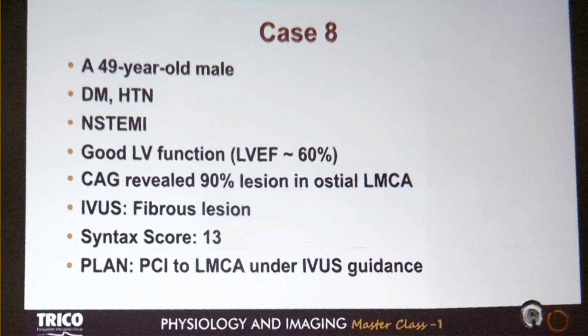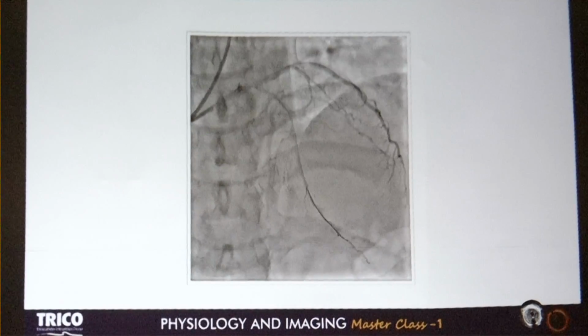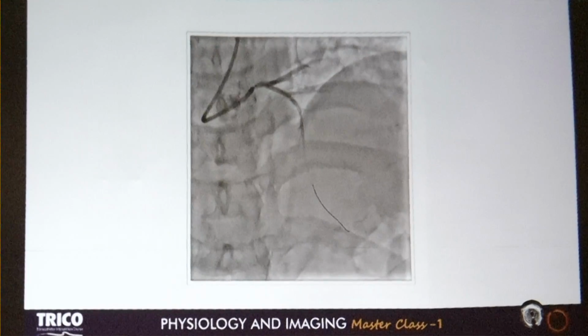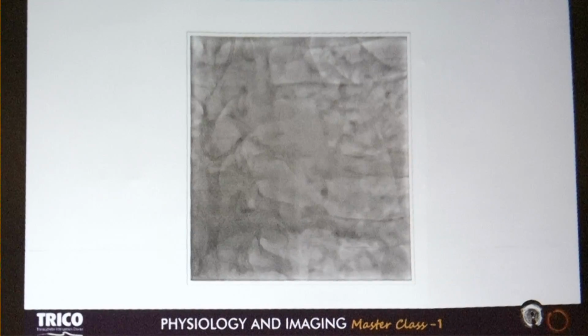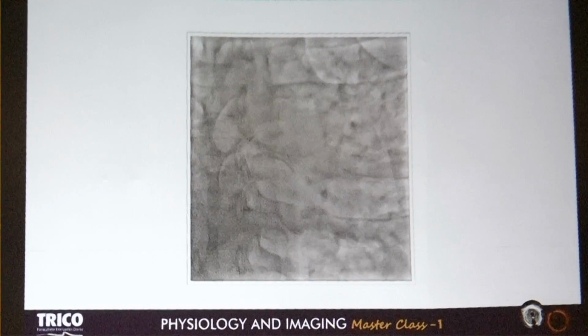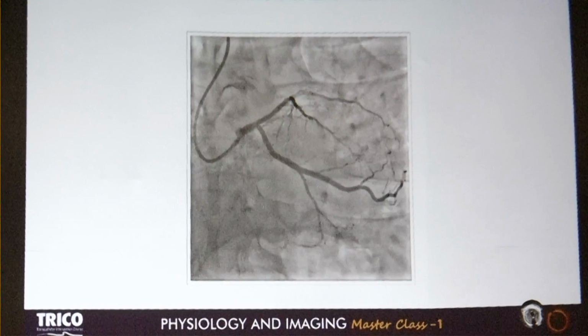A 49-year-old male, diabetic, hypertensive, NSTE-ACS, good LV function, 90% lesion in ostial left main. IVUS showed a fibrous lesion and a very tight stenosis, a very small MLA. Plan was to perform PCI of left main under IVUS guidance. This was the picture, and at the end we evaluated with IVUS, we stented keeping 2 wires, and this was the result. Result looks perfect.